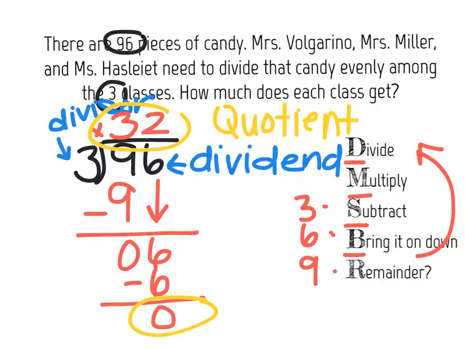So I would say that 96 divided by 3 equals 32. So that would mean each class would get 32 pieces of candy. And luckily, for this problem, we don't have a remainder, so we don't have any candy left over. So 3 equal groups of 32 would equal 96. Okay? So now we're going to go through and do a couple of problems together to practice.